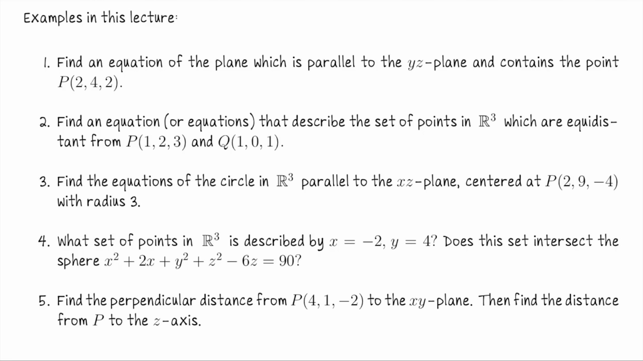In number 4, we'll determine what set of points in xyz space is described by the pair of equations x equals -2 and y equals 4. Then we'll figure out if that set of points intersects the sphere given to us as x squared plus 2x plus y squared plus z squared minus 6z equals 90. Of course, we'll have to use completing the square to put that in standard form.